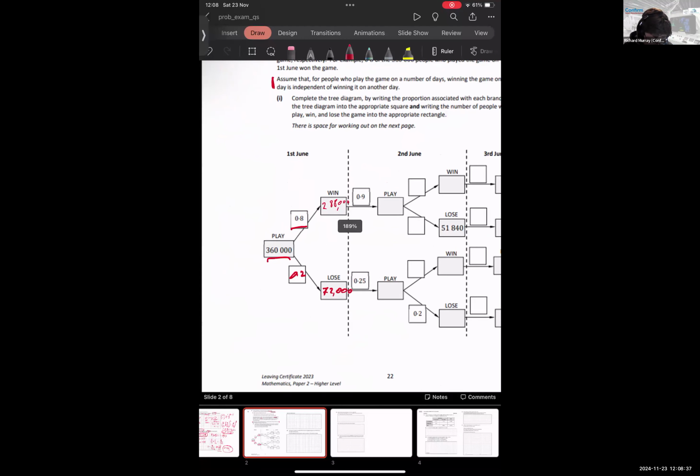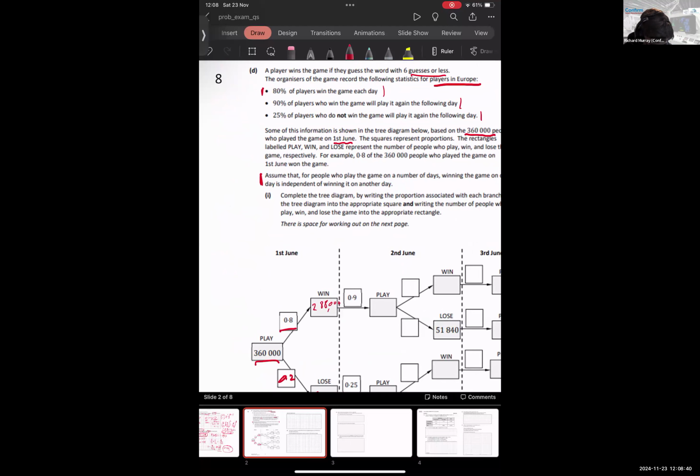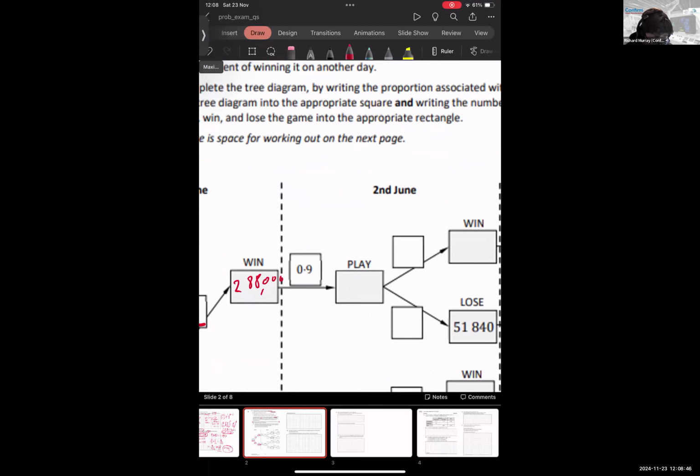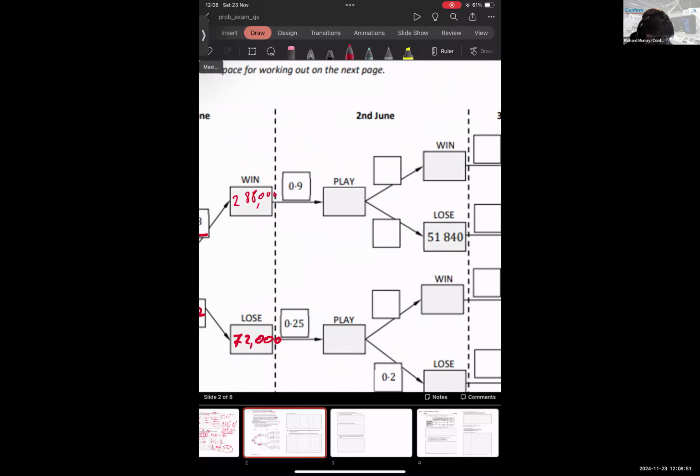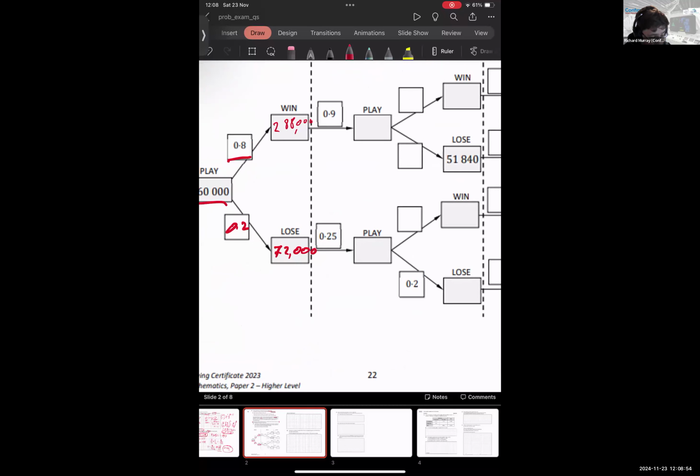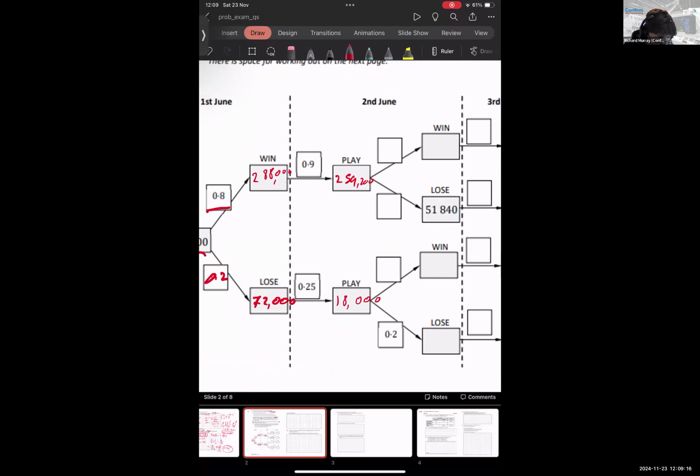We've then been told that people who win on the first day, or win on the previous day, are 90% likely to play the following day, and those that lose on the previous day are 25% likely to play it the next day. So we can continue through our tree diagram and continue to fill in our boxes. So 72,000 times 0.25 gives us only 18,000. And 0.9 times our 288,000 gives us 259,200. So now we need to fill in our next boxes.